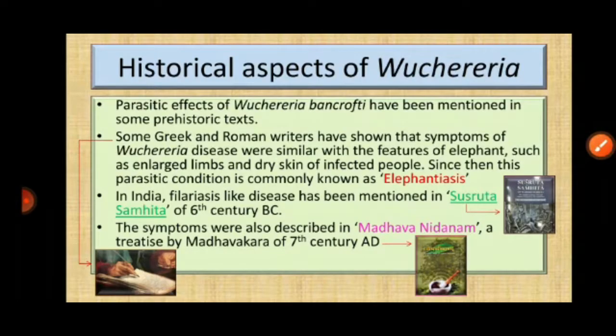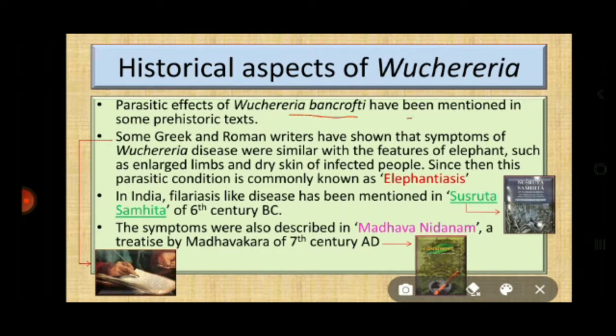If we look at some of the historical aspects of Wuchereria, parasitic effects of Wuchereria bancrofti have been mentioned in some prehistoric texts, and some Greek and Roman writers have shown that the symptoms of the disease were similar to the features of an elephant, especially the legs, such as enlarged limbs and dry skin of infected people. So since that time onwards, the symptoms were commonly called elephantiasis.